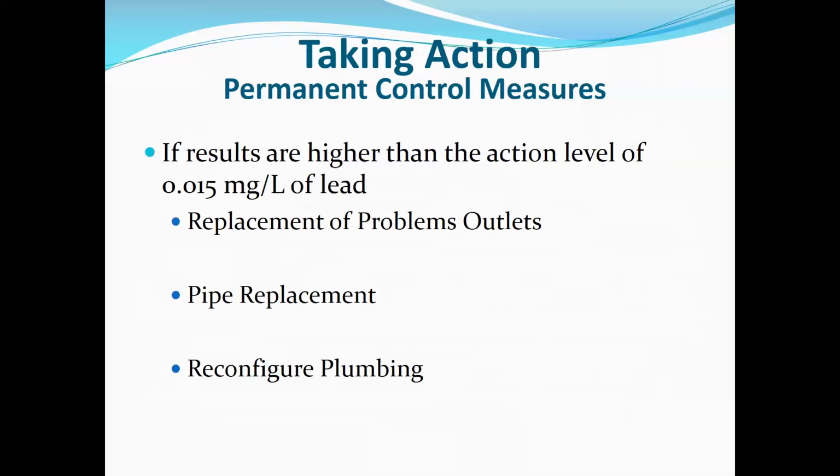If there's no more lead pipe to be corroded, then there's no chance for lead to be in the drinking water. Another option that might be available is to reconfigure the plumbing, and so through a series of valving, you might be able to isolate or eliminate a problem section of pipe and have it not be a problem any longer.